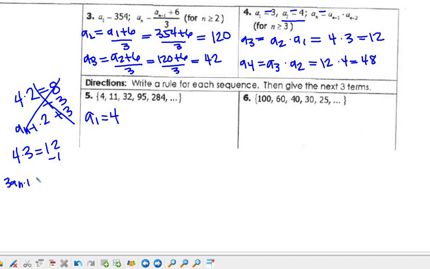So that would be 3 times a sub n minus 1, the term before it, minus 1. So 4 times 3 is 12, minus 1 is 11. The next one would be 3 times 11 is 33, minus 1 is 32. So I'm feeling pretty good. 32 times 3 is 96, minus 1, and that's my rule. So a sub n is equal to 3 times the term before it, because that's what that means, minus 1. And order of operations says that we'll do multiplication before addition and subtraction.